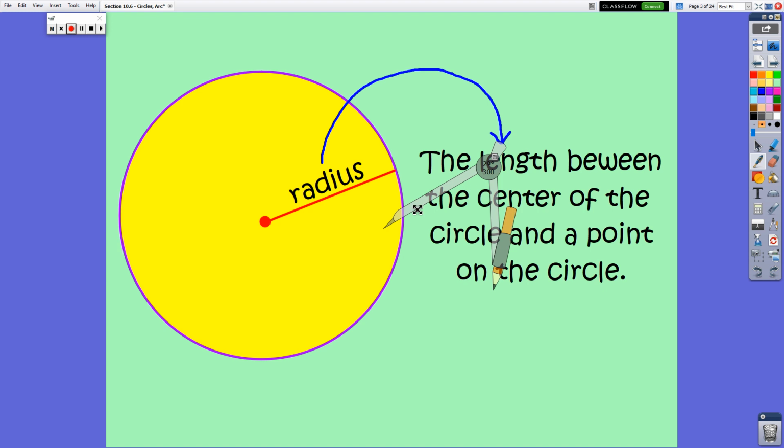So there's that particular term, radius. And so the radius is defined as the length between the center of a circle and a point on the circle. So you can kind of think of it as basically halfway across the circle, but it's got to start at the center of the circle. And again, how many radii could I technically have in a circle? Infinitely many. And mathematically, we are going to refer to the radius as a little r.